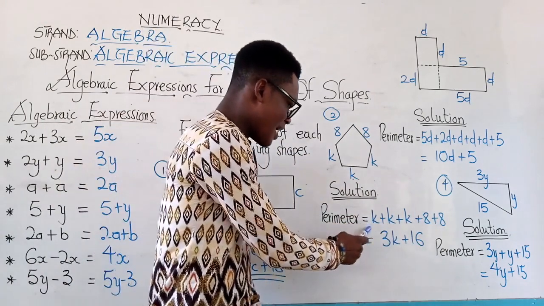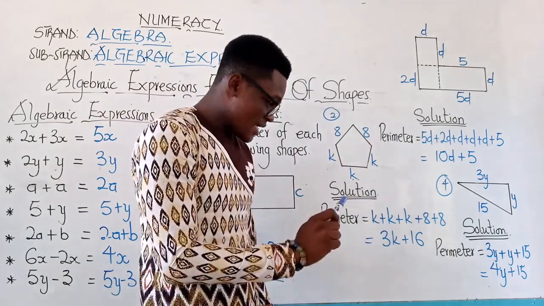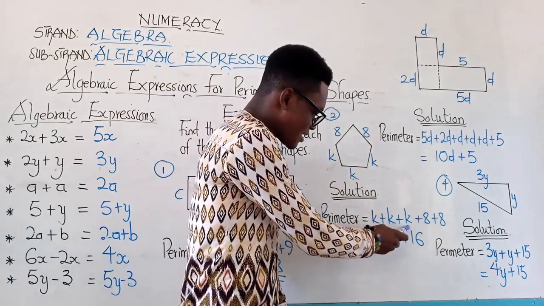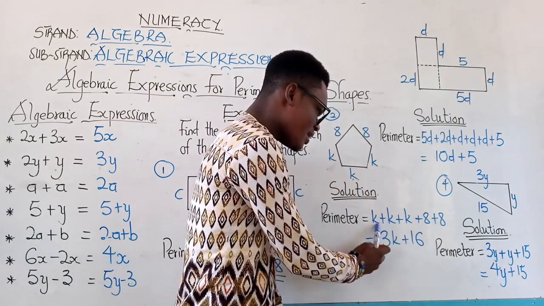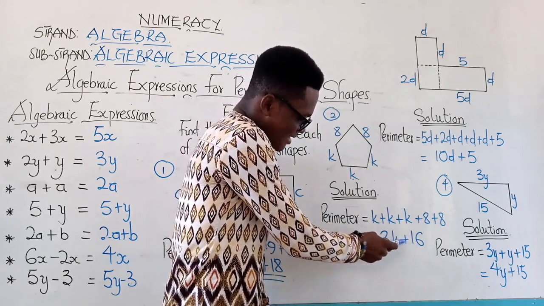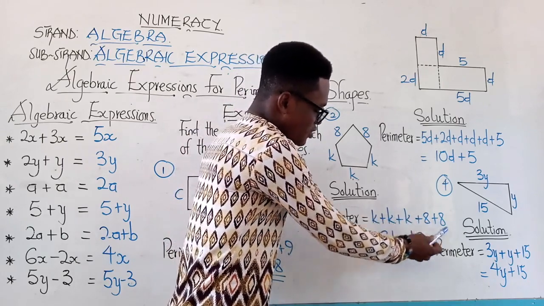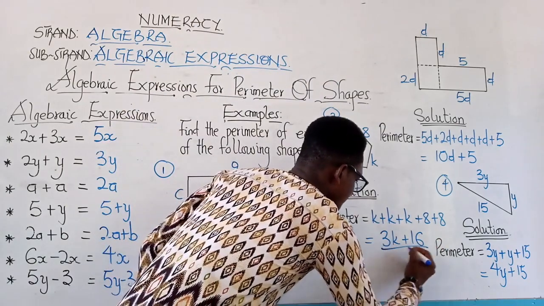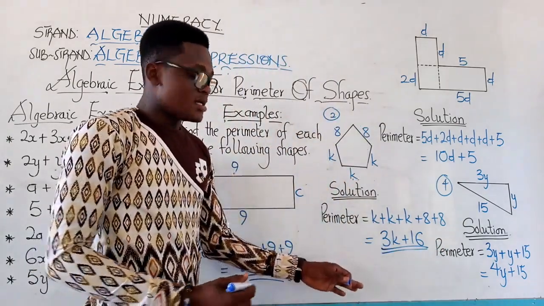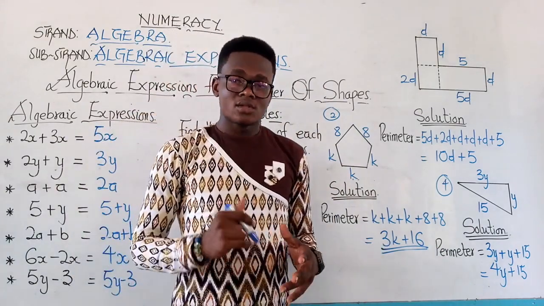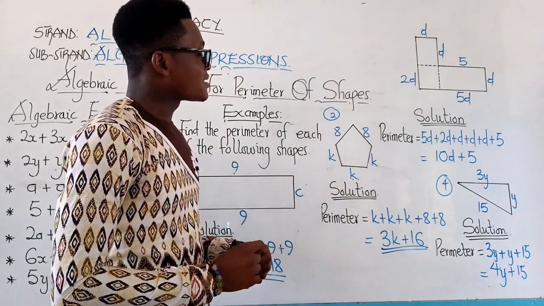So K plus K will give us 2K, plus K is 3K. So K plus K plus K, we have 3 K's over here. So 3K, plus 8 plus 8 will give us 16. So our final answer is 3K plus 16, as you can see over here. I believe you are clear with it. Good. Let's move on to our next example.